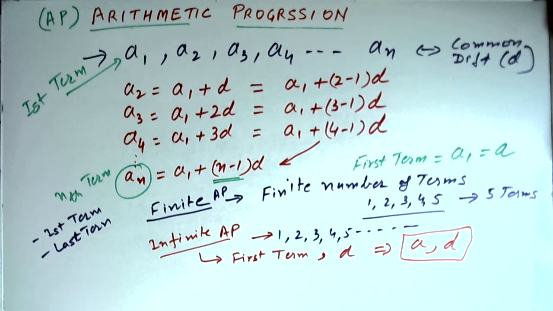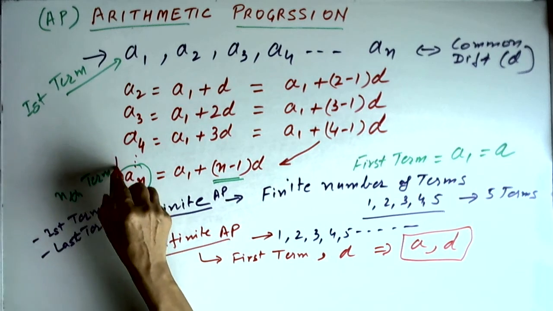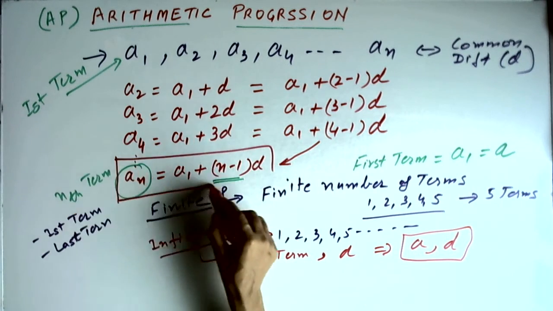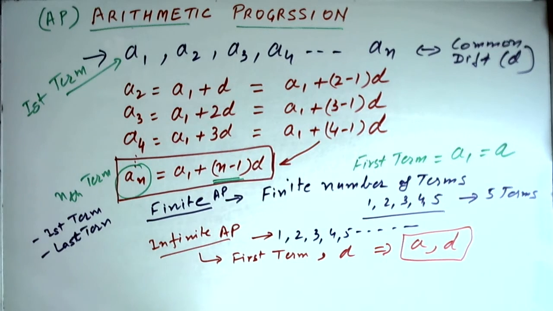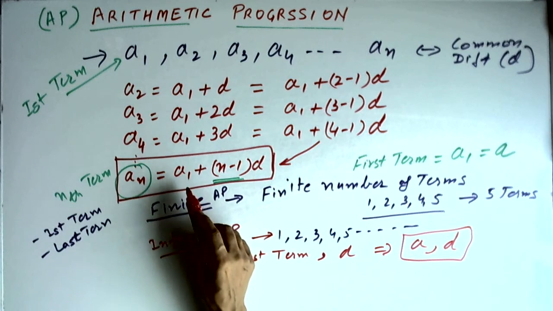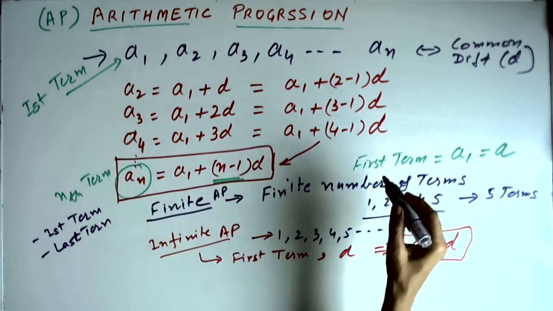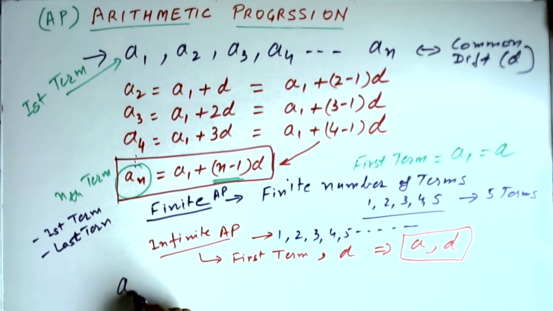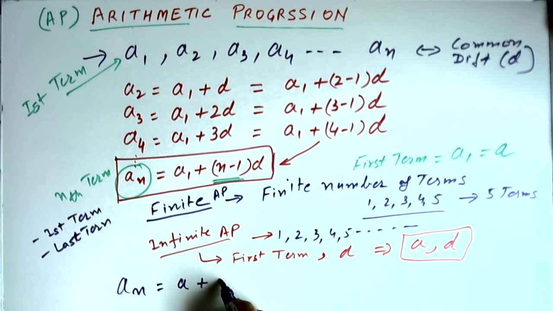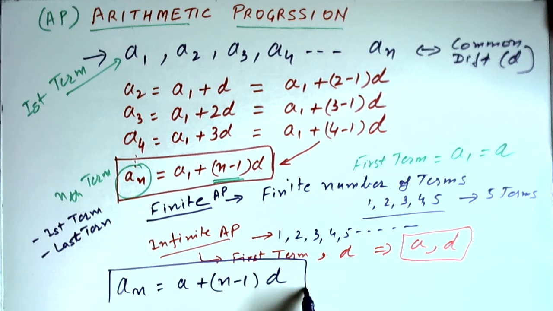So what we have learned is what an arithmetic progression is and how to find the nth term. The formula for the nth term is a very important formula which we should remember. This is the first formula in this chapter, that the nth term is equal to the first term plus (n minus 1) into d. In short, we can write that an is equal to a plus (n minus 1) into d. So remember this formula.